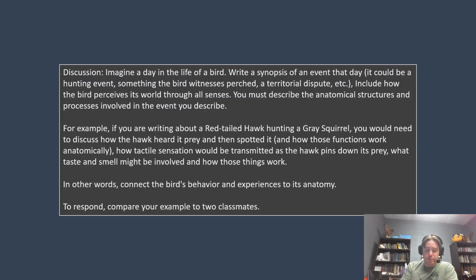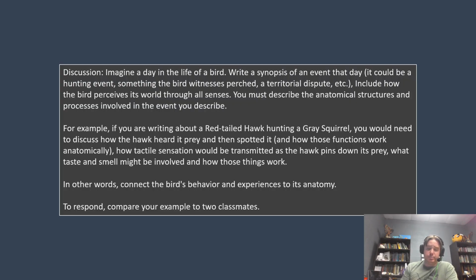To do that, you need to describe the event and then the anatomical structures that are involved in processing the different aspects of the event. I give an example here of a red-tailed hawk hunting a gray squirrel. You would need to discuss how the hawk heard its prey, how it spotted it, so auditory information, visual information. How do those things work anatomically? How does an eye work? How does the ear work? This may require you to do a little bit of research, and that's okay.